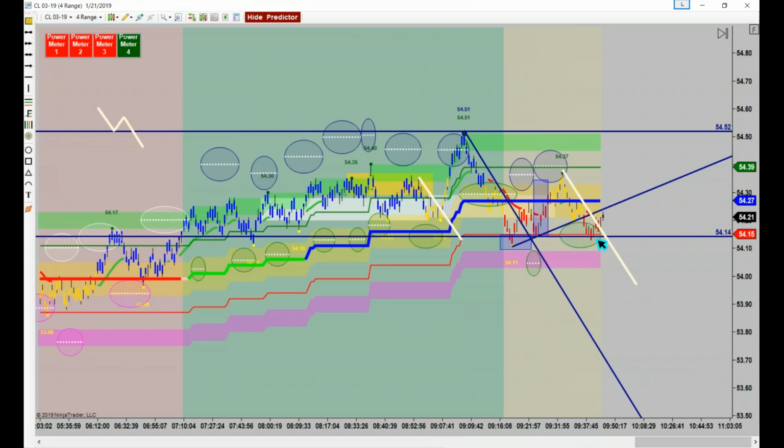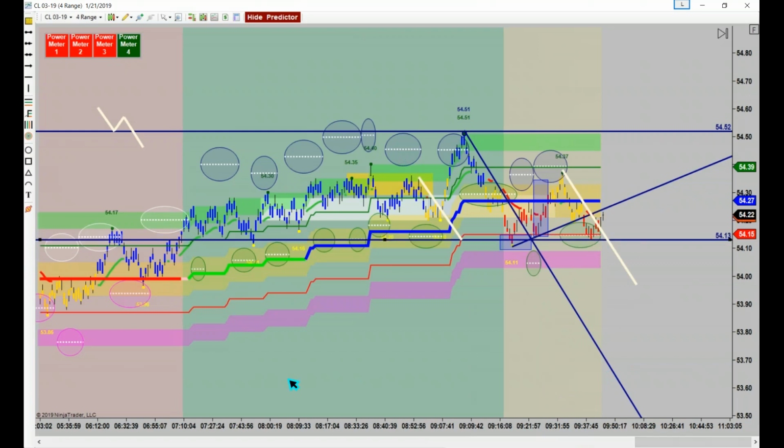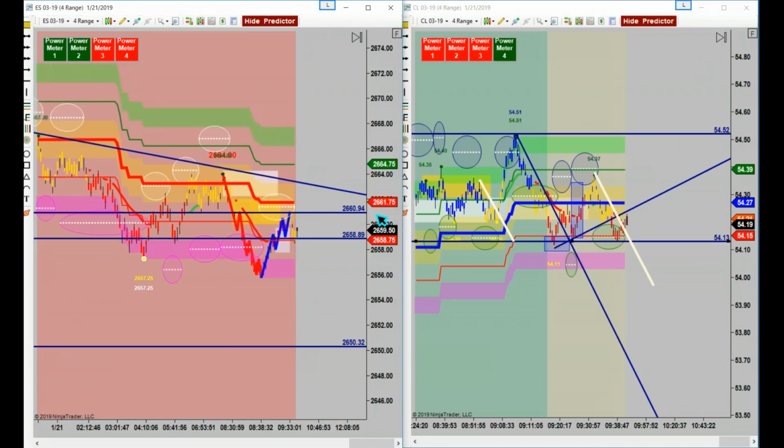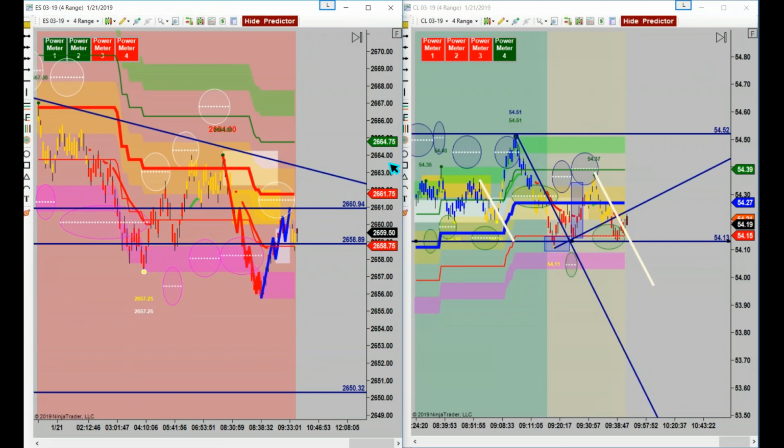Something like that, and you'd have to put your stop just underneath the swing. Man, I'll tell you what, ES has done nothing today except for that one move we got. That was it.